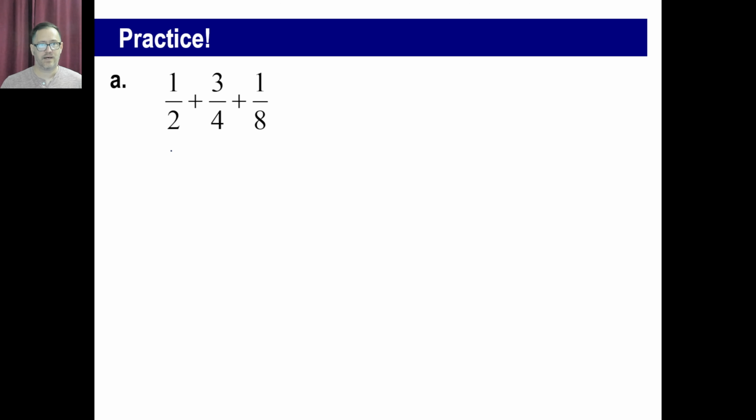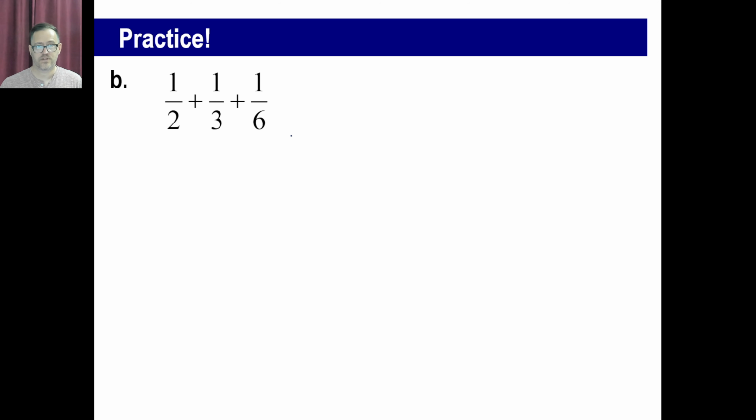Okay, you should have found out that the common denominator was 8, so you have 4 over 8 plus 6 over 8 plus 1 over 8. 4 plus 6 is 10, plus 1 is 11. You can leave it like this if you want to. I think probably in your book, most of the time they'll have 11 divided by 8 is 1, and then there's 3 8ths left over. There you go. All right, pause it and try B.